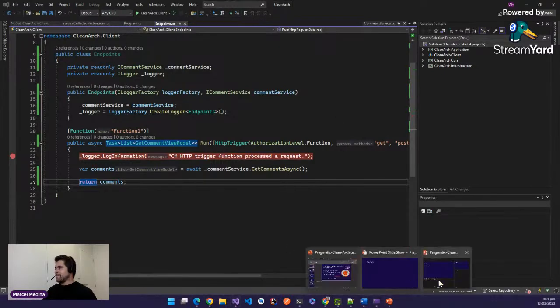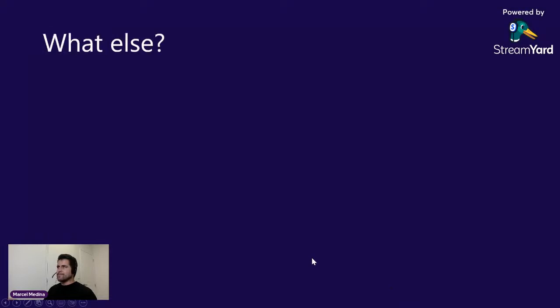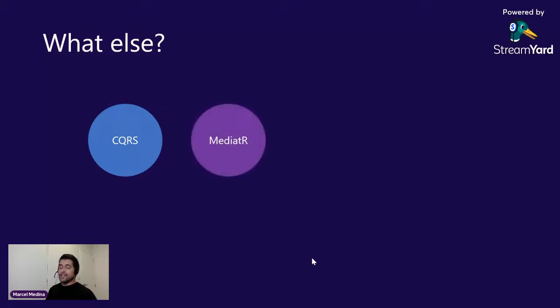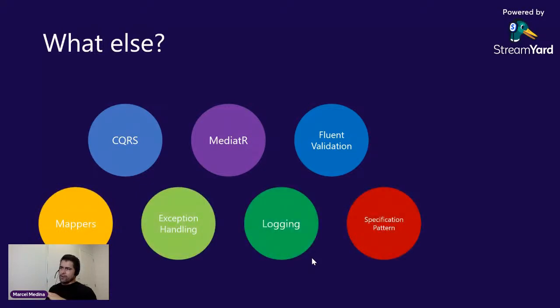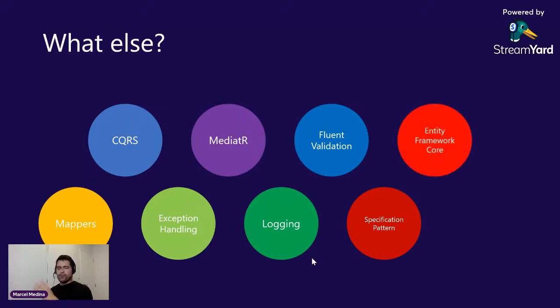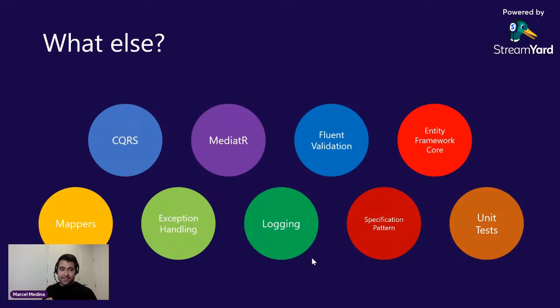Let me just bring this one up. Hopefully you can see it. What else? If you look at what you could implement and what you can see on those templates, you see CQRS, mediator, fluent validation, mappers, exception handling, logging, use of the specification pattern, Entity Framework Core, right? That we are going to be unit testing. We didn't cover unit testing because it has its own challenges as well. You can see that this topic is huge, and there's more. We only covered lesson one, and it was pretty full on.